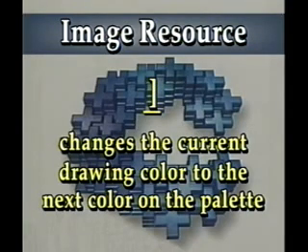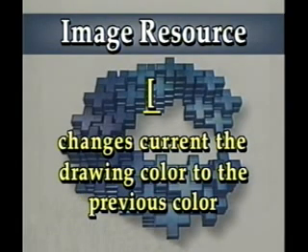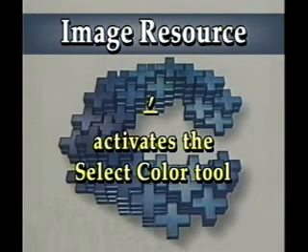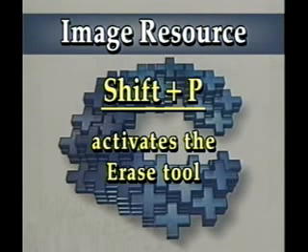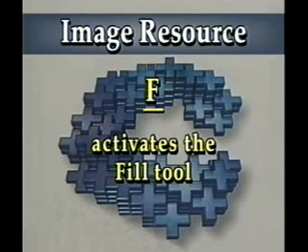Right bracket changes current drawing color to the next color on the color palette. Left bracket changes current drawing color to the previous color. Comma activates the Select Color tool. Shift plus P activates the Erase tool. E activates the Ellipse tool. F activates the Fill tool.